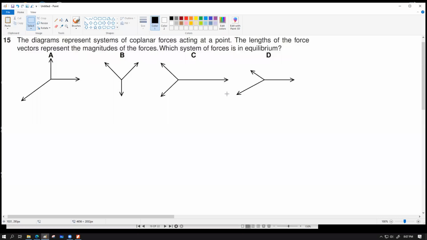The diagrams represent systems of coplanar forces acting at a point. The lengths of the force vectors represent the magnitudes of the forces. Which system of forces is in equilibrium?